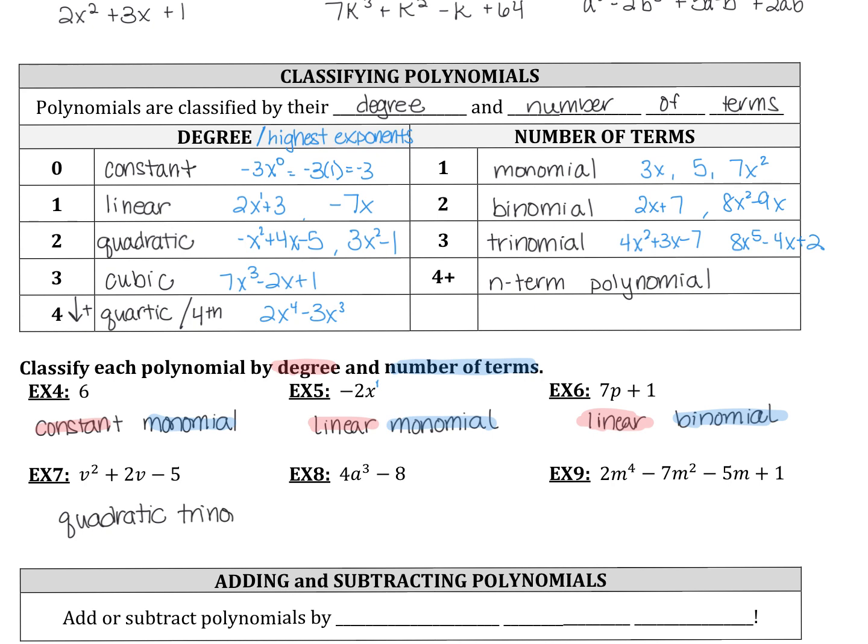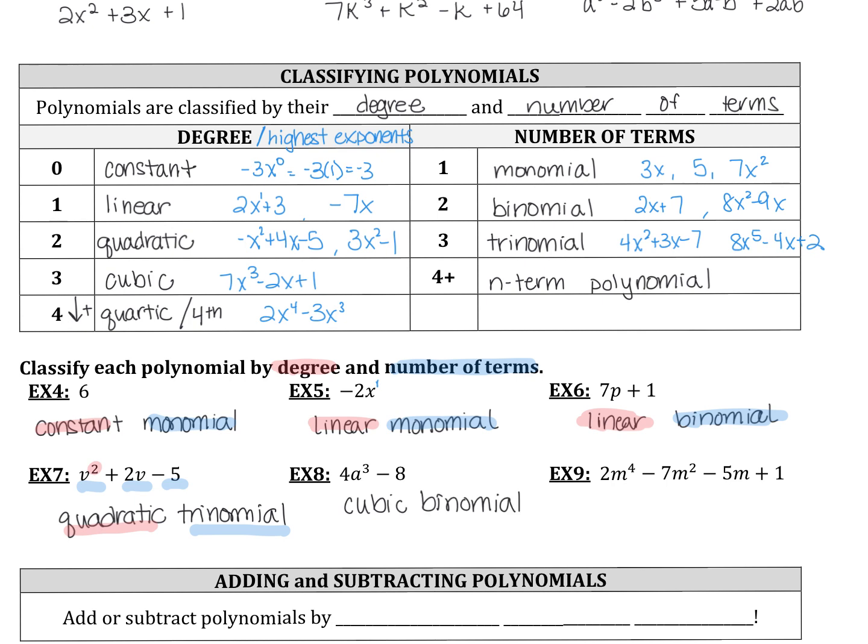Example 7 should be a quadratic trinomial. Quadratic because my highest exponent is 2. Trinomial, because there are 1, 2, 3 terms. All right, next one would be a cubic binomial.